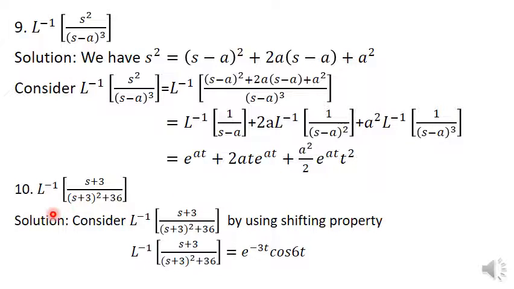Now example 10, find the inverse Laplace transform of (s plus 3) divided by (s plus 3) whole square plus 36. Of course, this is already in the standard form, s plus 3 in place of s, here is s plus 3, s plus 3, here we make 36 as 6 whole square. Now using the shifting property, this is a direct consequence, L inverse of (s plus 3) divided by (s plus 3) whole square plus 36 is nothing but e raised to the power of minus 3t, minus a is nothing but minus 3t, into cos 6t.